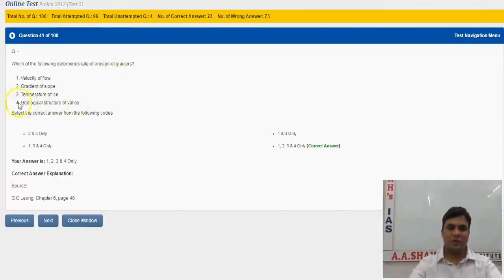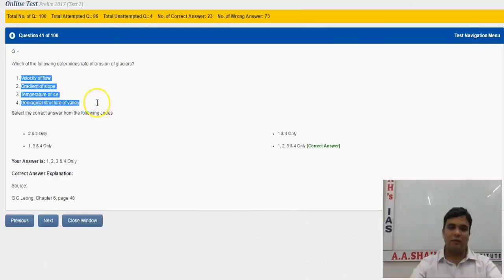Now, geological structure of valley. Obviously geological structure of valley also comes into play as to where it is located, whether it's a ridge or a cliff. If it's a ridge or a cliff, then the rate of erosion will be faster because it will be under higher force of gravity, right? As regards outwash plains, which are plain and flat in nature, the rate of erosion there will be less. So the correct answer would be all 1, 2, 3 and 4.